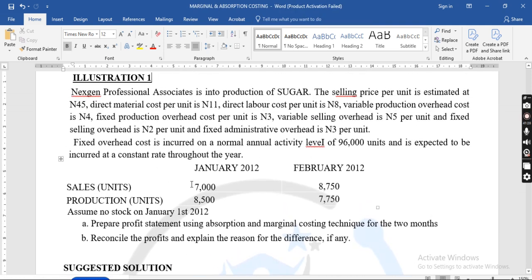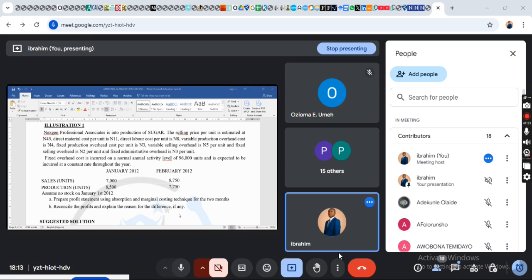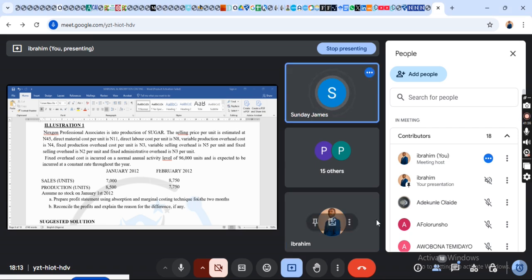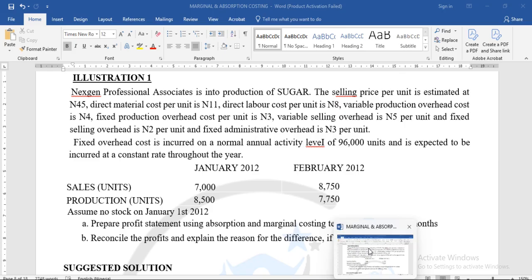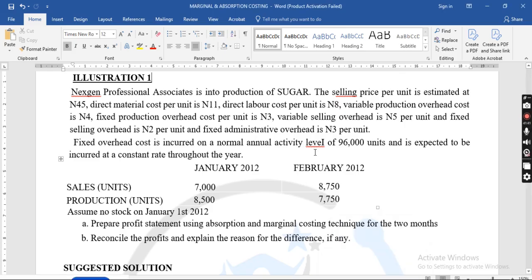Class, you can see 8,750, that's for February. No, budgeted units. 7,750. No, budgeted units. Your budgeted is there. Your fixed overhead cost is incurred on a normal annual activity level of 96,000 units, class, and it is expected to be incurred at a constant rate throughout the year.